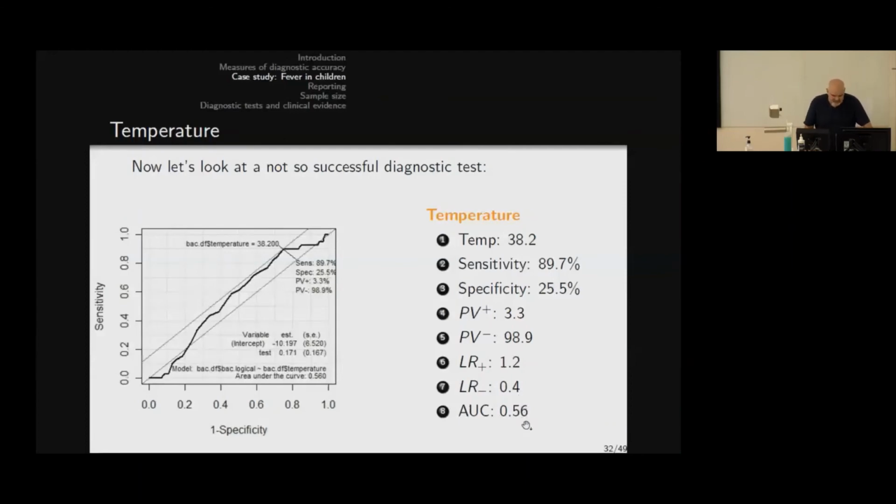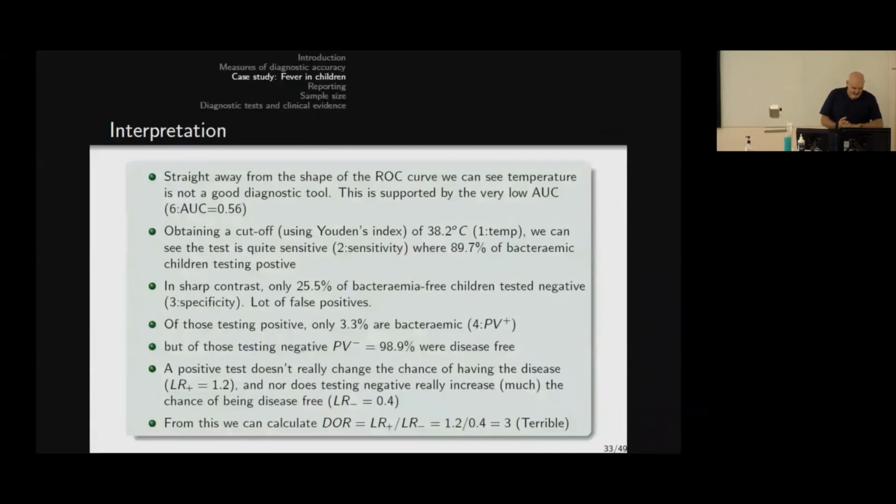It's terrible, basically. Okay, again, the interpretation, straight away from the shape of the ROC, we can just say, no, forget about it. Really, that's all I would look at. I wouldn't even bother looking at the other statistics here. But just to very quickly go through, Youden's index said 38.2 was the optimal cut point for temperature. And we can see that the test is quite sensitive, but that was because we threw a lot of false positives in there. We basically said everyone's got the disease.